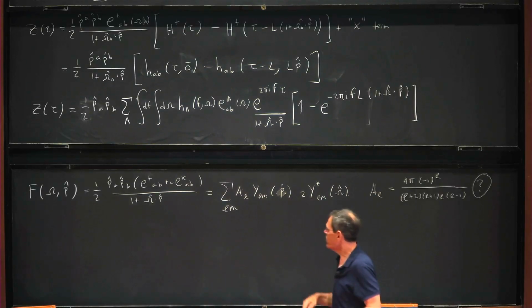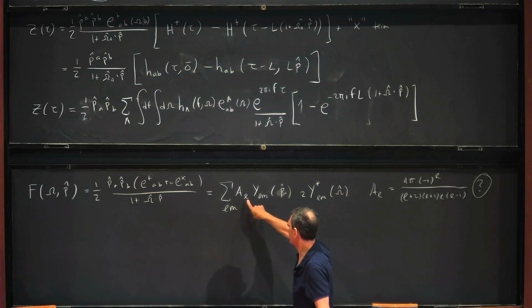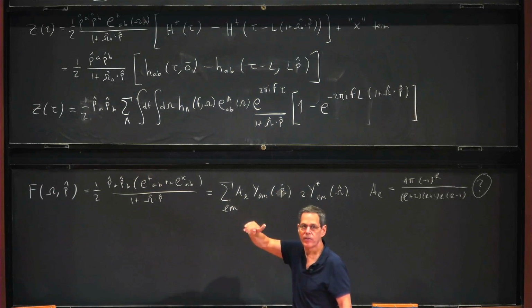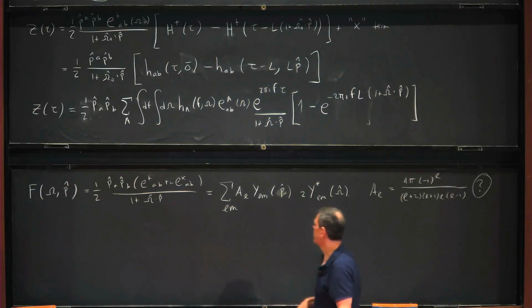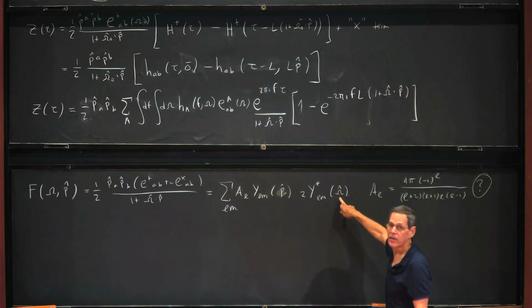This is a really interesting form because it shows that the way that the antenna pattern transforms, it transforms as a scalar under rotation of the pulsar direction, but it transforms as a spin weight 2 tensor under rotation of the gravitational wave direction.